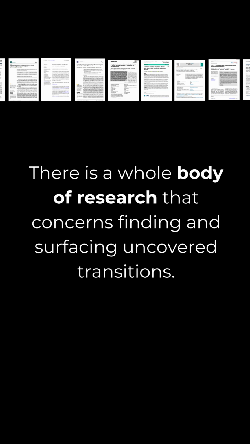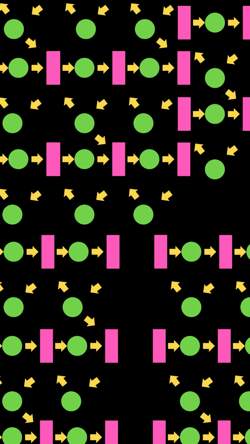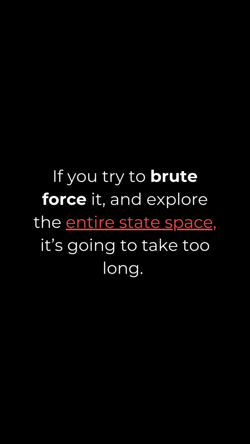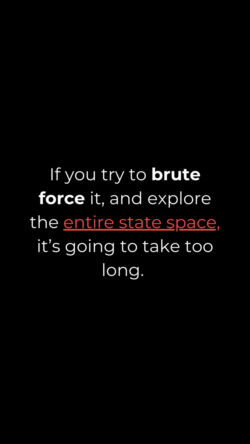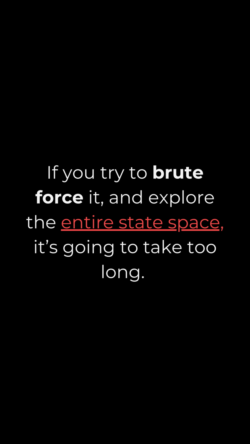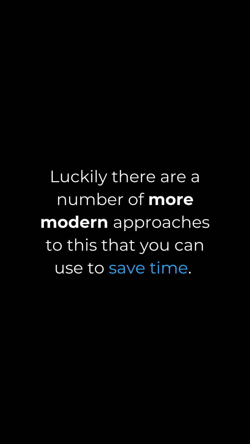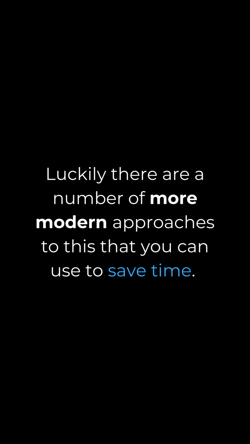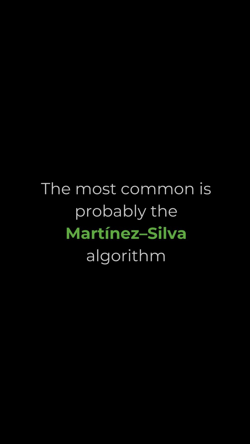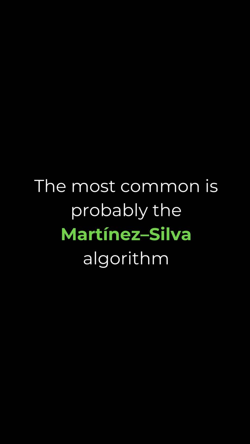It's not that they're hard to recognize when you see them, it's that in a sufficiently large and complex system, they're hard to locate. If you try to brute force it and have your algorithm exhaustively explore the entire state space of the petri-net, it's going to take too long. Luckily, there are a number of more modern approaches to this that you can use to save time. The most common is probably the Martinez-Silva algorithm.